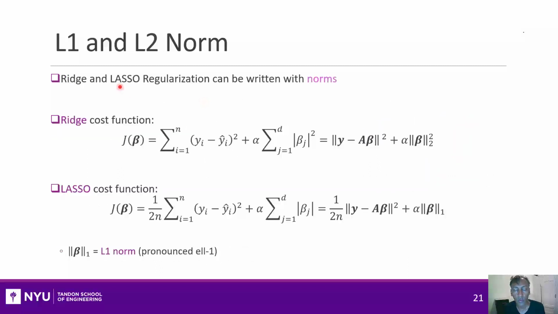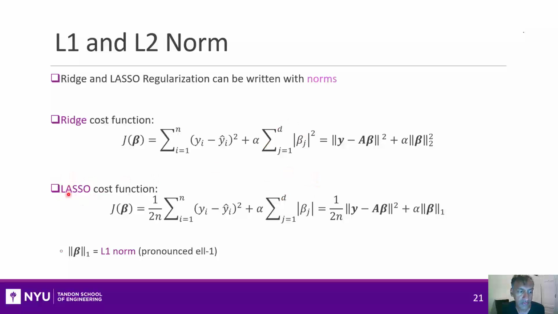Okay. One more thing that I want to point out is that both the ridge and lasso regularizers are often written with what are called vector norms. So let's start with looking at the ridge cost function. In the ridge cost function, you have the RSS plus this sum of squared terms. And that sum of squared terms can be written with this notation here, which just means the vector norm. And it's written with this 2 norm squared, which just means this term here.